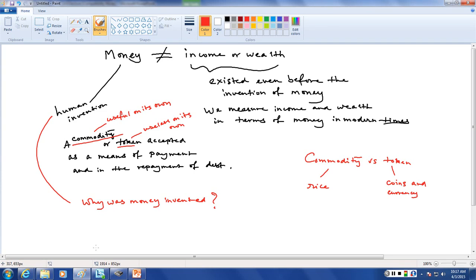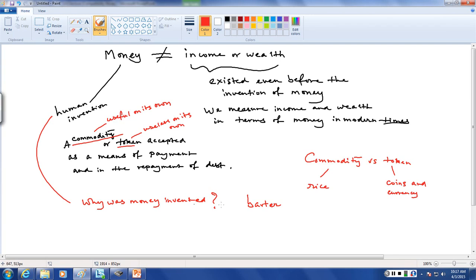Because clearly there was a time in human history when money hadn't been invented. And when money hadn't been invented, how did we go around buying and selling things? We used to barter. Is that correct? We used to engage in a direct exchange, which is called bartering. Right?